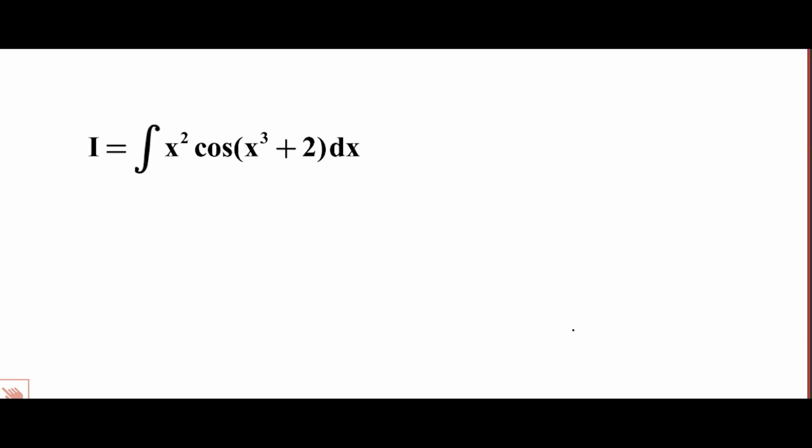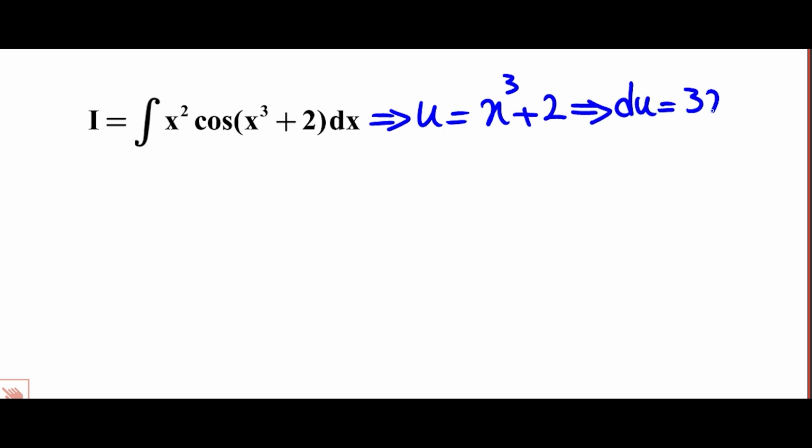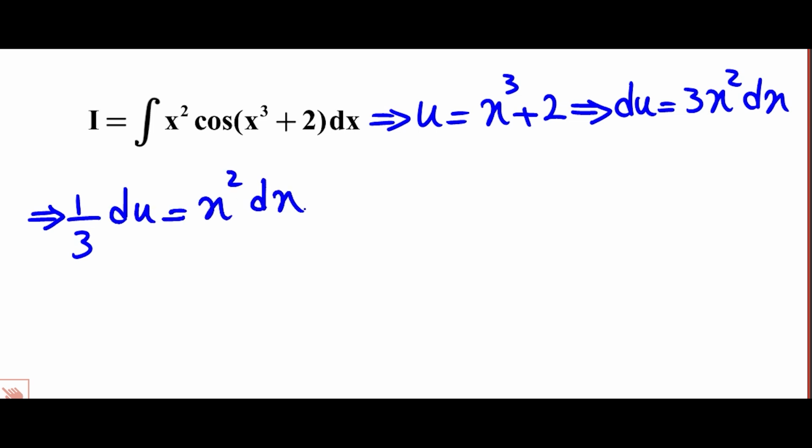Number 2. The integral of x squared times cosine of x cubed plus 2 dx. We have x squared multiplying the cosine function. The function inside the cosine is x cubed plus 2. So let's choose that as our u. Means u equals x cubed plus 2. So du equals 3x squared dx. Or 1 over 3 du equals x squared dx.